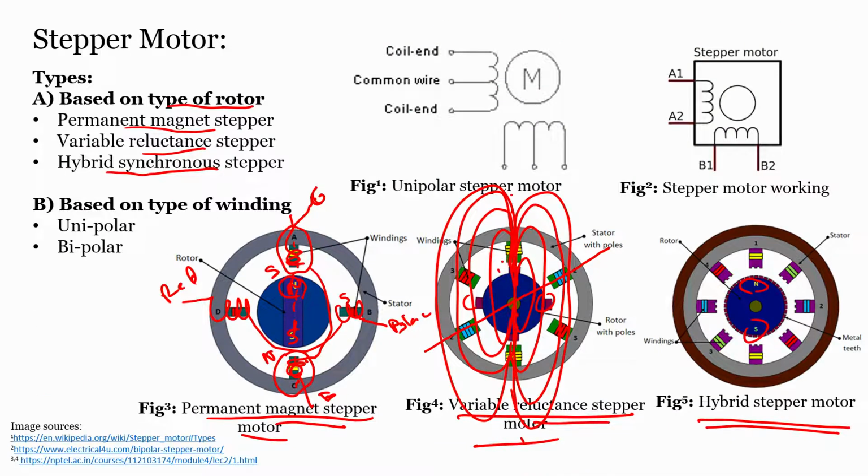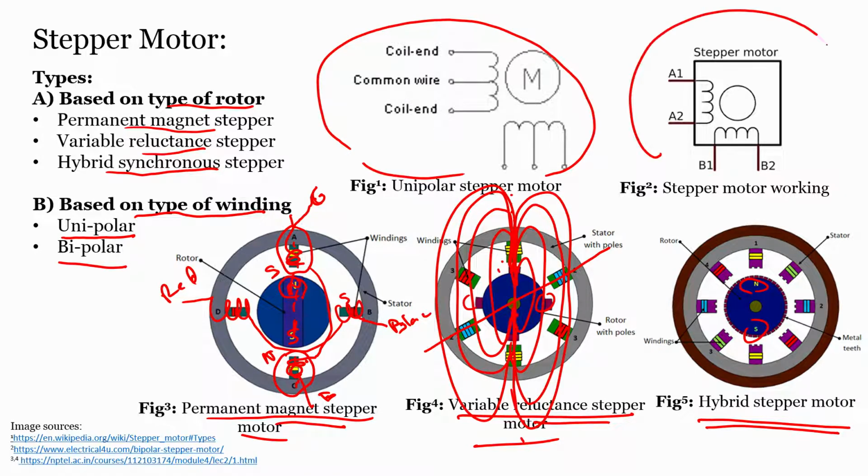And now we are going back to another type. We can also classify them based on the winding, as unipolar and bipolar. This is the circuit of the unipolar stepper motor, and this is the circuit of the bipolar stepper motor. What you can see here is the same motor. It will have 3 wire inputs.